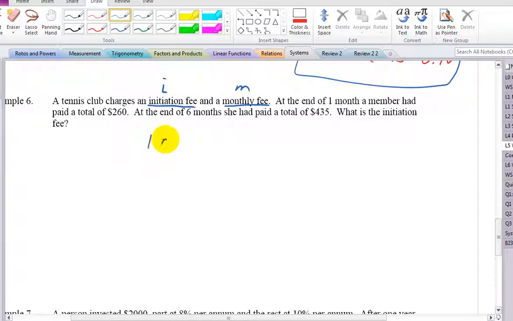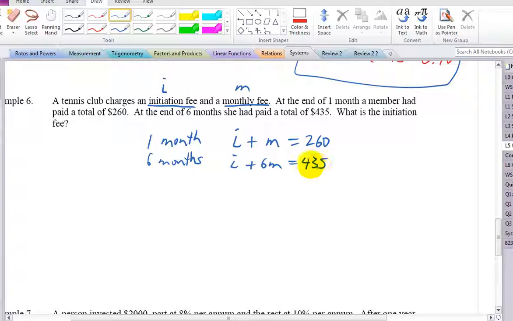So we have 1 month. Now, I know you guys don't join a gym. You get to use a gym for free. That's going to change soon. So after 1 month, you have to pay your initiation fee. You have to. Can't get around it. Plus only one monthly fee, and that equals $260. Okay. At the end of 6 months, though, you still have to pay that initiation fee at the beginning. You got to include that. But now it's 6M. Okay. Good. Any questions? Okay. Solve for I and M. Go.